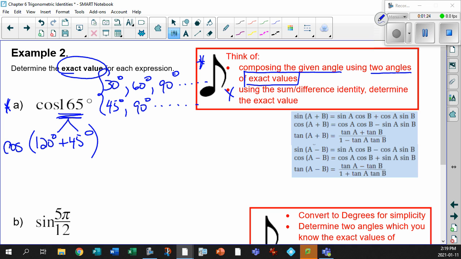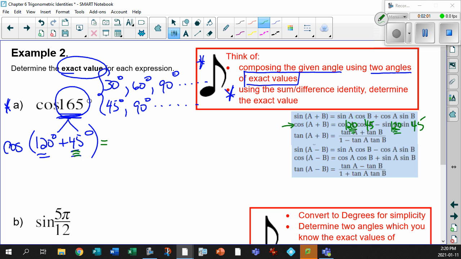It says right here, use the sum and difference identities and determine the exact value, based on the exact values that make this up. Oh, I see. Check this out. So you're going to use this cosine one. Wherever you see an A now, that's going to be 120 degrees, so I'm going to put in 120. It's going to look a little ugly here, but that's okay. Wherever I see a B now, I'm going to put in 45. So there's 45, there's 45.